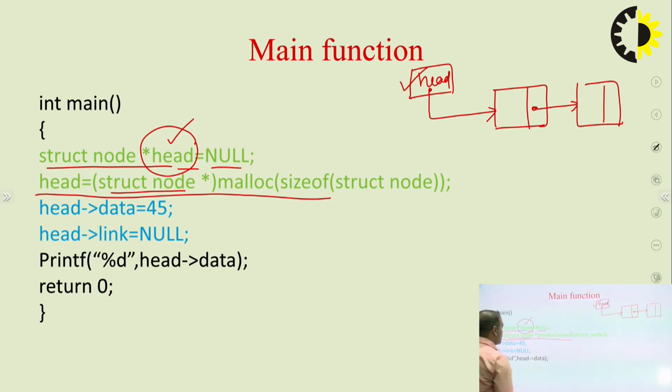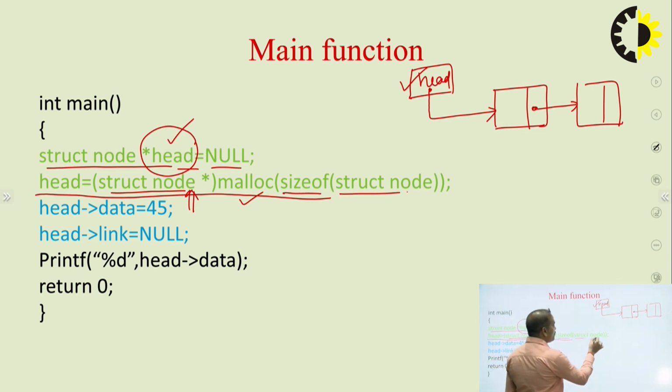If we are not using this syntax, no error comes, because here we are not going to typecast, but we use the standard syntax to create a node. This is the malloc function which is used for dynamic memory allocation. Here this is the size of a struct node. This is the main syntax to create a head.